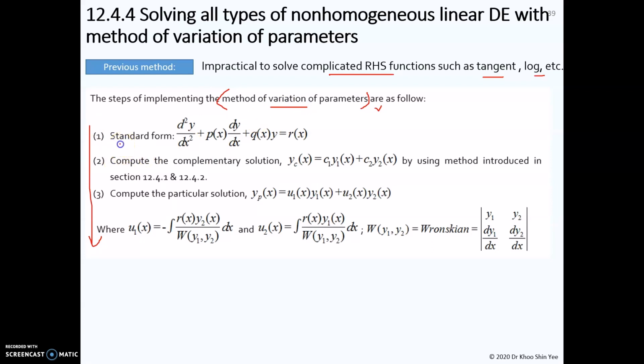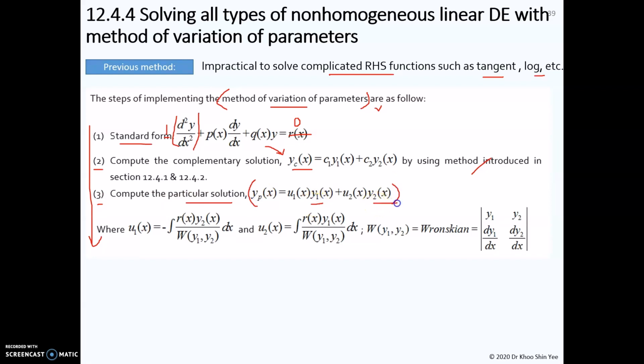First of all, you need to arrange the equation in the standard format like this, where the coefficient for the second order derivative here is equal to 1. In the second step, you need to let the right hand side function here equal to 0 to form the homogeneous ODE. By doing this, you continue to solve the complementary solution, which is in this format. So we have learned this before. In the third step, you can find the particular solution by using this formula.